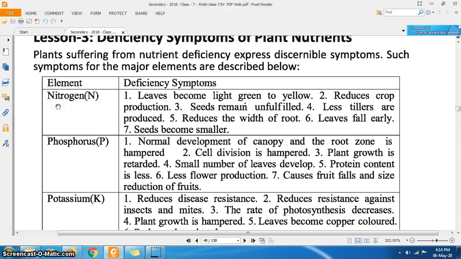Nitrogen deficiency symptoms: leaves become light green to yellow, reduces crop production, seeds remain unfulfilled, fewer tillers are produced, reduces the width of root, leaves fall early, seeds become smaller.